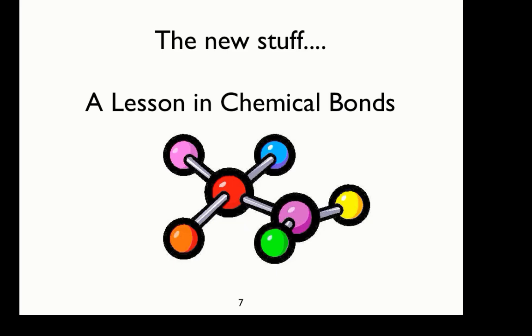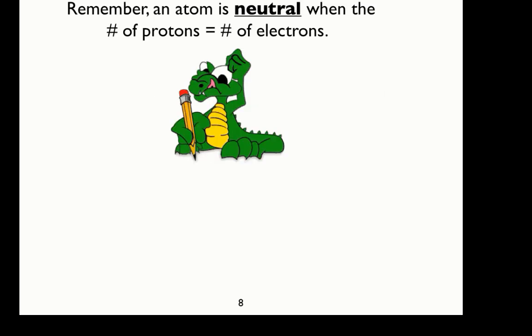All right, so we finally get to the new stuff. We're going to talk about covalent bonds and ionic bonds. So, if an atom's neutral, you'll remember that it has equal numbers of protons and electrons, so the positives cancel out the negatives and the overall charge is neutral.